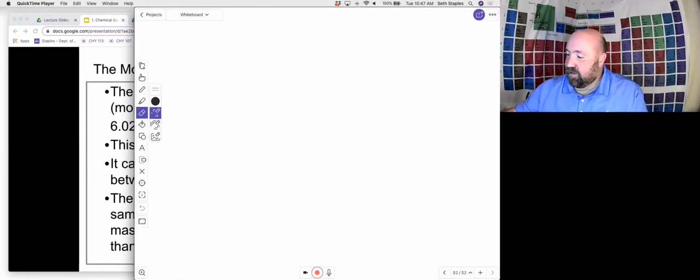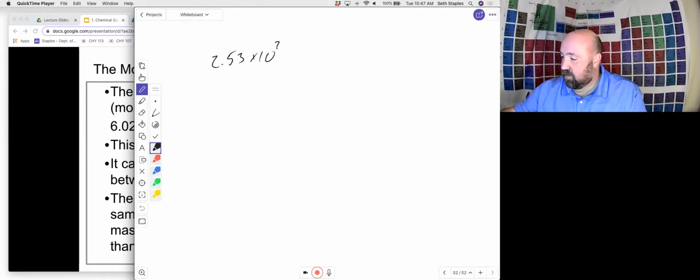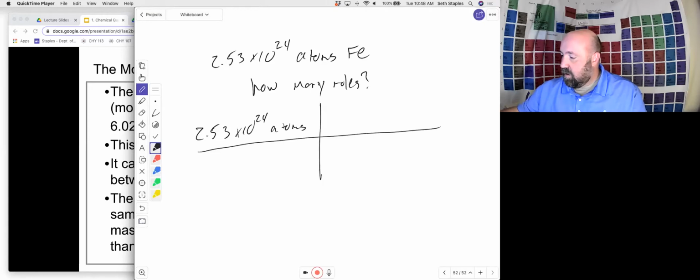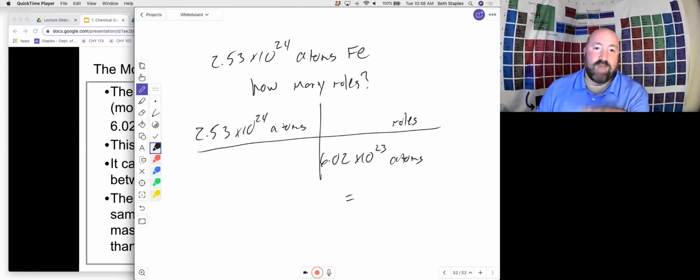And so, for instance, if I tell you that we have, we'll just make up any example here, 2.53 times 10 to the 24th atoms of iron, and we want to know how many moles that is. It's just a simple conversion factor. We take our 2.53 times 10 to the 24th atoms. In this case, we want to be left with moles and we want atoms to cancel. So we're going to set up Avogadro's number in our conversion like this. And then we put that into the calculator and it gives us whatever it gives us. I'm not going to do that out, but 2.53 times 10 to the 24th divided by 6.02 times 10 to the 23rd.